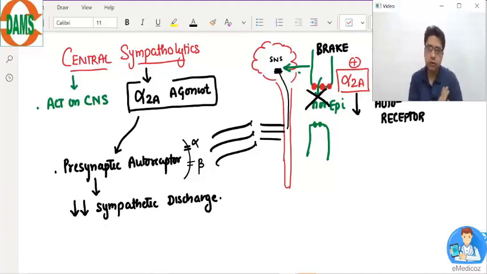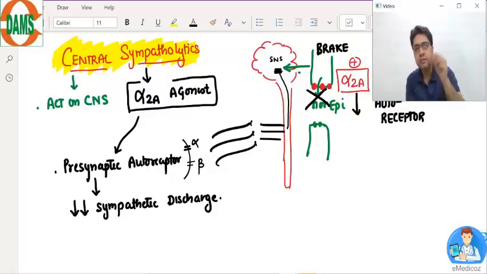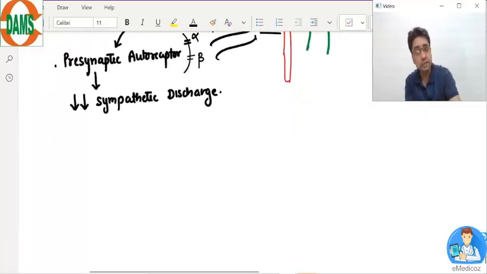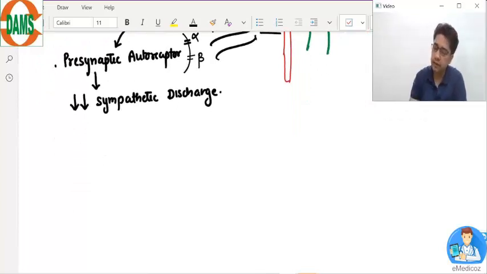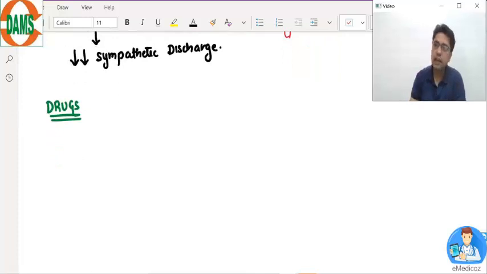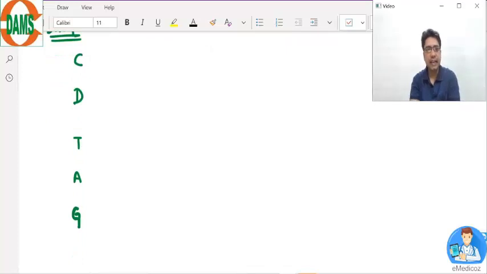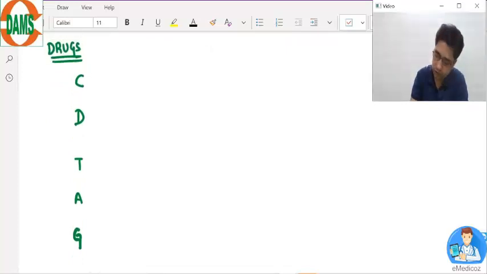Okay. So what is the list of the drugs among central sympatholytics? Let's write the list of the drugs among central sympatholytics. This list is very important for you. Write the names of the drugs. And all these drugs will be acting on which receptor? You know, it is alpha 2A. Write a mnemonic CD tag. C stands for clonidine.